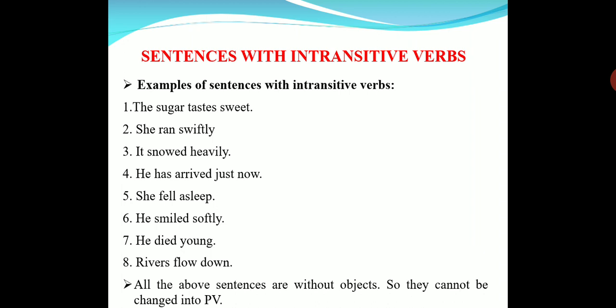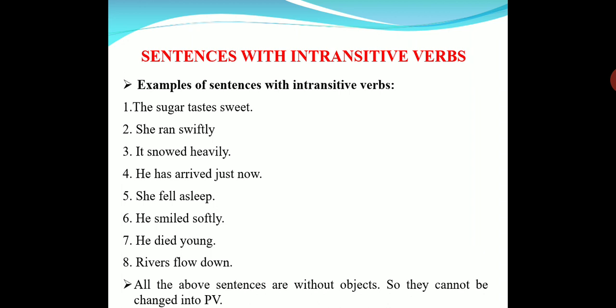Rivers flow down. Here again, down is an adverb. There is no object at all. So all these above sentences are without objects, so they cannot be changed into passive voice. I think all of you have understood what transitive verbs and intransitive verbs are.